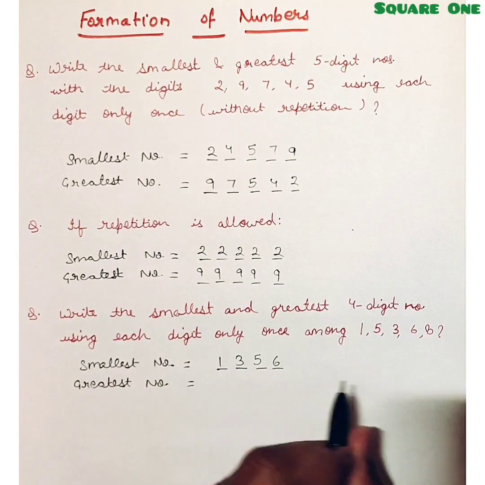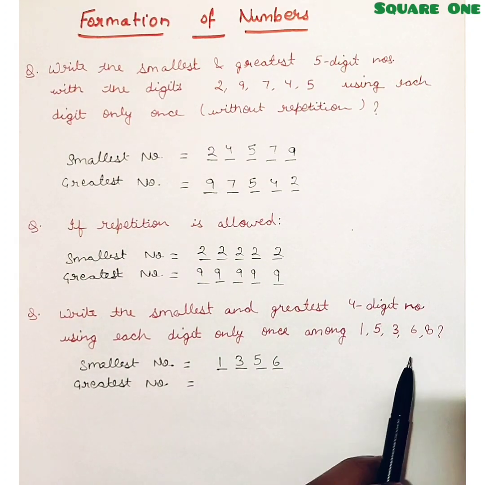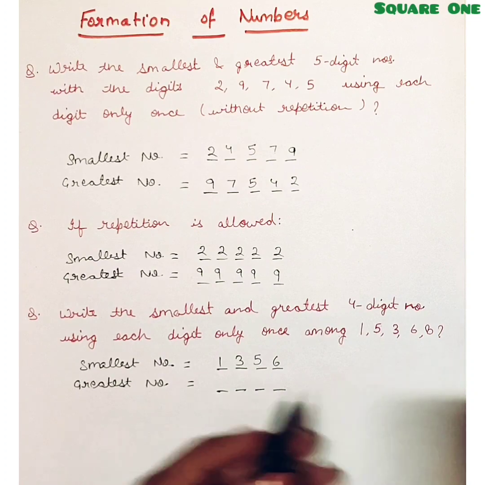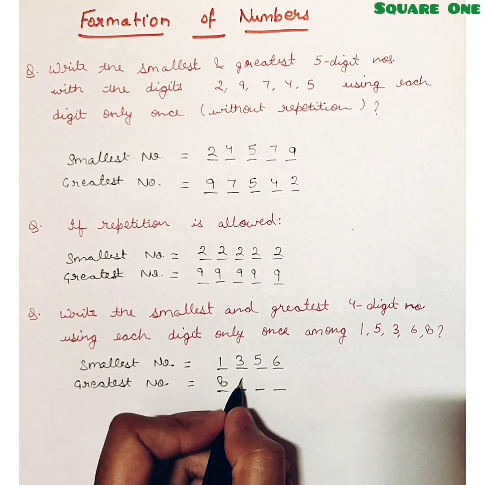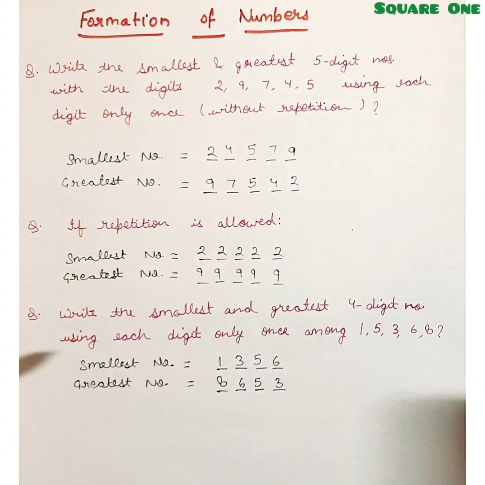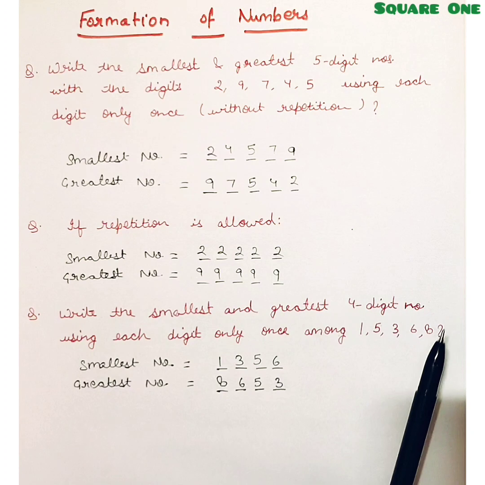We have been asked to write 4-digit numbers and not 5-digit numbers. We are given 5 digits, but we have to make only 4-digit numbers. Now the greatest digit is 8, then we have 6 and 5 and then 3. This is how we will write the smallest and greatest numbers when some digits are given to us.